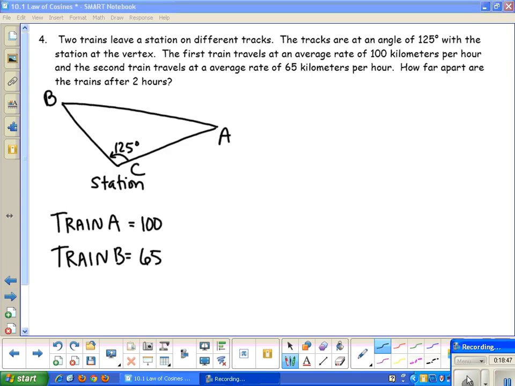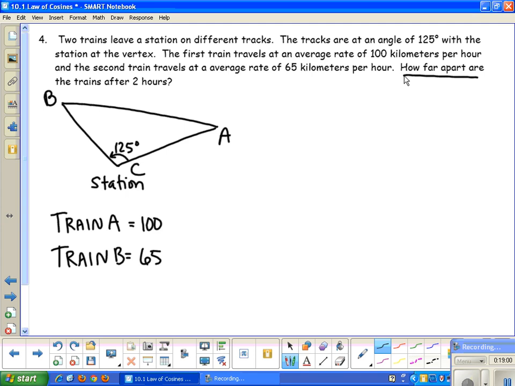So we have our station, and it says the 2 trains leave the station on different tracks, and they make an angle of 125 degrees with the station at the vertex. So that's why this picture looks like this. Then the other thing says we want to figure out how far apart the 2 trains are after 2 hours. So we're given that train A is traveling at a rate of 100 kilometers per hour and train B is traveling at a rate of 65 kilometers per hour. So if we want to find how far apart they are after 2 hours, we need to multiply each of these by 2 to figure out the distance that they have traveled. So this would be 200 kilometers and 130 kilometers after 2 hours.